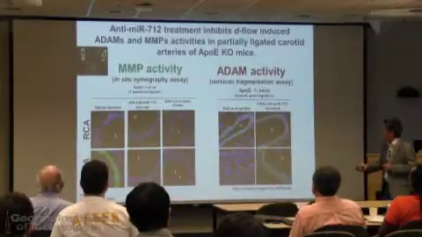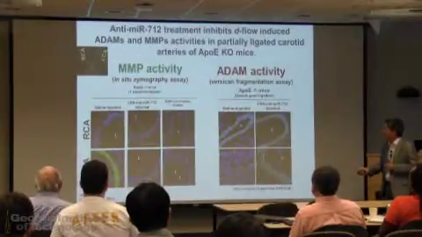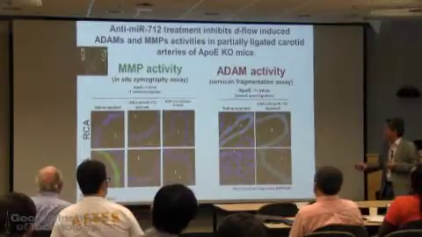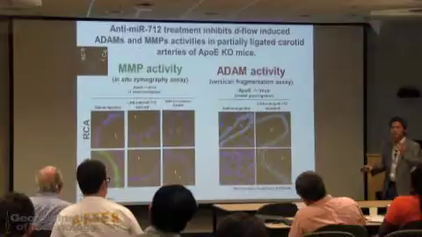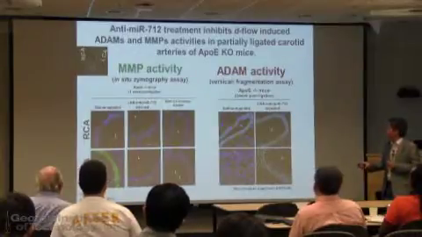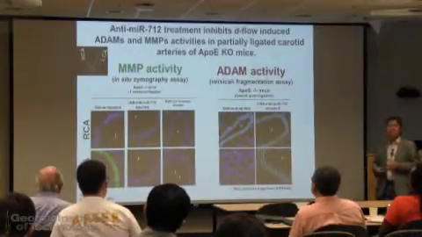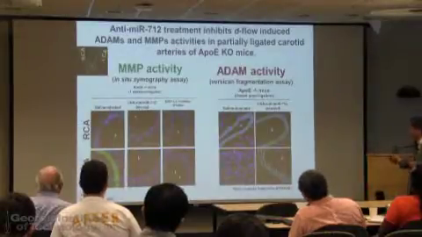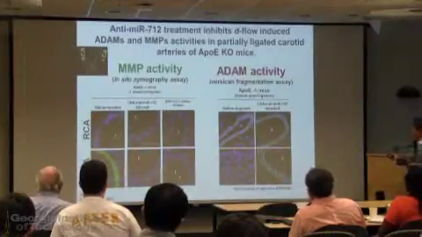And if you see a lot of green, that means MMP activity is high in the LCA, the flow-disturbed side, compared to the control side. But if we inject mice with anti-miR-712, we can actually prevent MMP activation. Again, suggesting the important role of MMPs in miR-712 action.